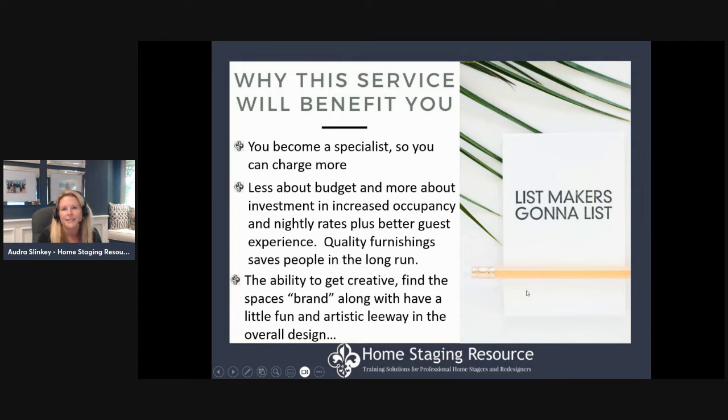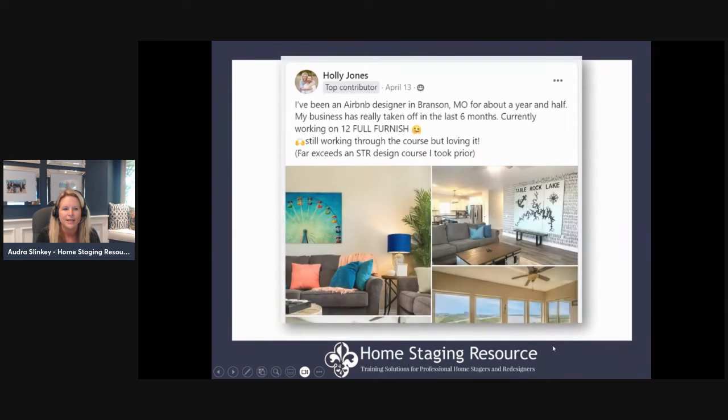And the ability to get creative. I mean, you saw Leia's photos. It's kind of fun. You find spaces, you're branding that space to an area. So it's a lot of marketing this space, similar to, I guess, what stagers do, but it's just next level because you're marketing it to travelers. So you can have a little bit more artistic leeway in the design.